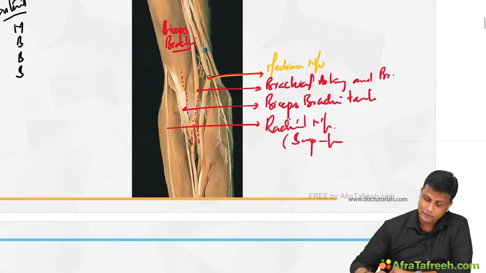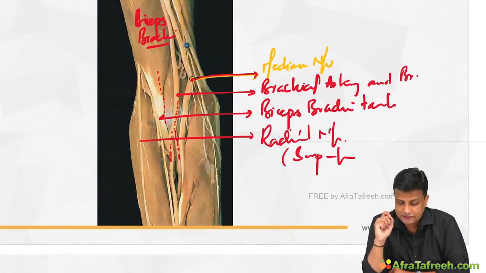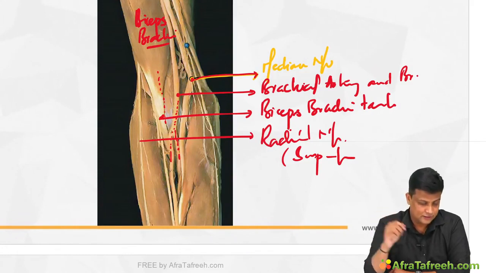That is the reason why people tend to remember that as MBBS, the median nerve, the brachial artery and branches, the biceps brachii tendon, and then the radial nerve. That is the superficial branch of the radial nerve, guys.